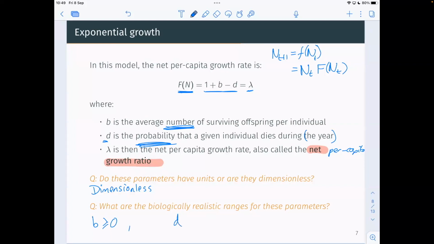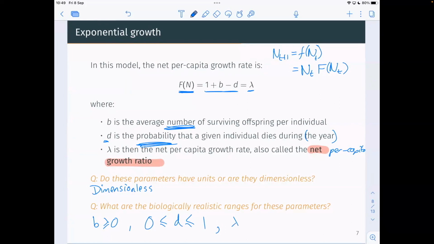How about D? Any ideas? Between 0 and 1. Technically inclusive, because it would be a very trivial model if everything just died out, but in principle that could happen. So it's a probability, so it has to be constrained between 0 and 1.